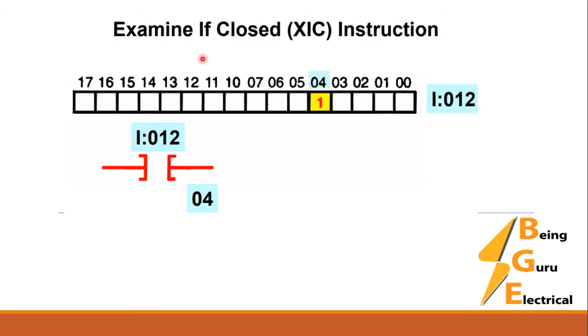Now see how the examine if closed instruction works. We have the I:012 memory register. You can understand this memory register only if you check the previous classes, where we discussed the memory registers, the input data table, and the output data table. In the input data table we have this memory register I:012, and bit number 4 represents the status of this switch or this NO contact. Examine if closed: what is represented here is 1, so this is closed.